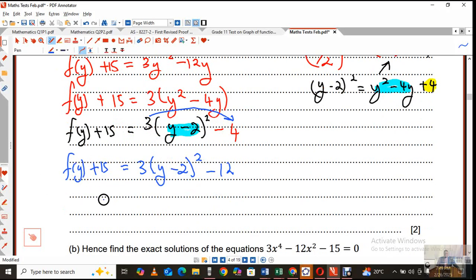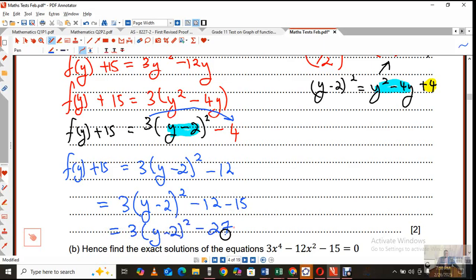So I'll just go ahead and say, okay, I have 3 here, and I have (y minus 2) all squared minus 12 minus 15. Essentially, if I have to clean this up, I've got 3(y minus 2) all squared minus 27. And this is the form that they expect the question to be in, right? So A will be minus 2 and B will be minus 27.